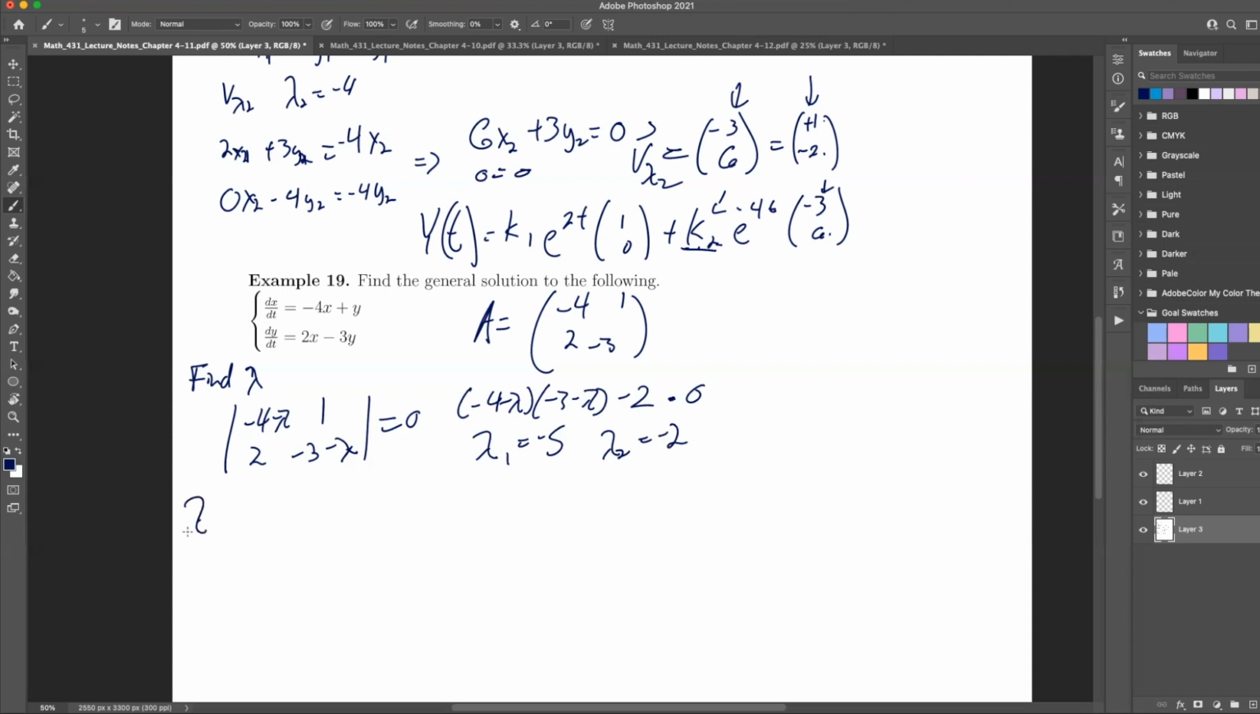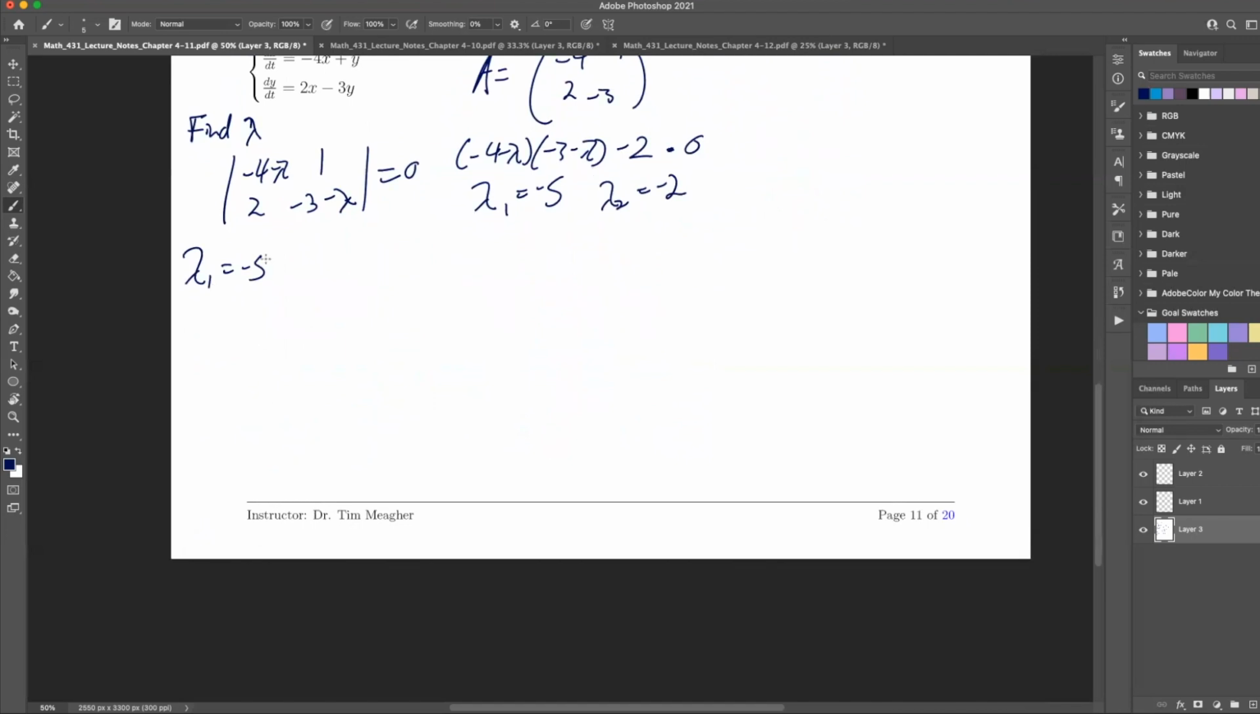All right. So if lambda 1 is equal to -5, I am going to have the following equations. I'll have -4x1 plus y1 equals -5x1. Sorry, there's a 1. The other one is positive 2x1 minus 3y1 equals -5y1. Are these two the same? If I move this over, I'm going to get x1 plus y1 equals 0.